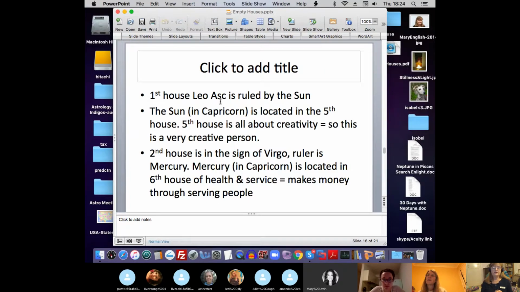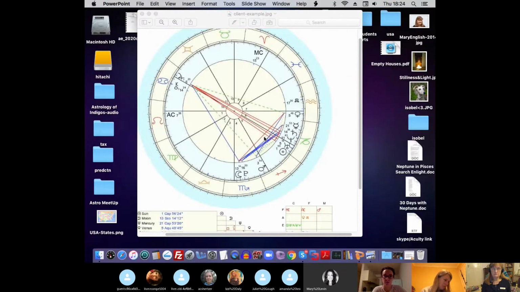So the first house, Leo ascendant, is ruled by the sun. The sun in Capricorn is located in the 5th house, and the 5th house is all about creativity. So this is a very creative person. The 2nd house is in the sign of Virgo, and the ruler is Mercury. He has Mercury in Capricorn located in the 6th house of health and service, and he makes money through serving people at the moment. I think last time I spoke to him, he was working in a coffee shop, but that wasn't his dream job.